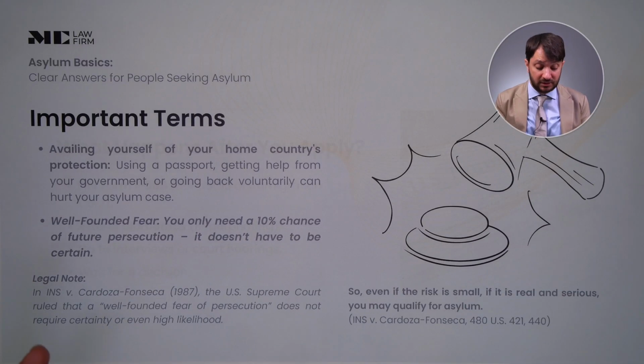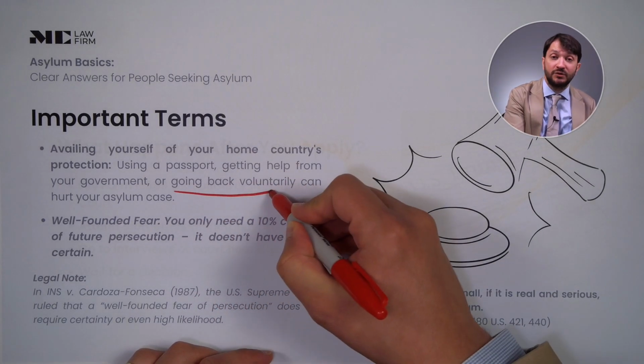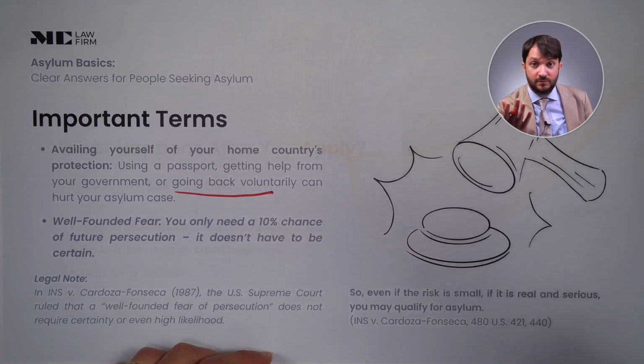So there is another term of art called availing yourself of the protection of the country. Getting a passport from that country, or getting certain help, or voluntarily returning to that country could be one of the reasons to be denied asylum. That is, when we are doing a full assessment, these are some of the things that we look for.